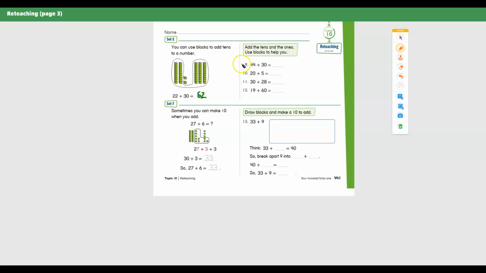For numbers 9 through 12, it wants you to add the tens and ones. You can use blocks to help you, or remember, you can draw your blocks on your paper or a separate sheet of paper. Begin with adding together the tens and then the ones in your problem. You can draw your blocks on your paper.